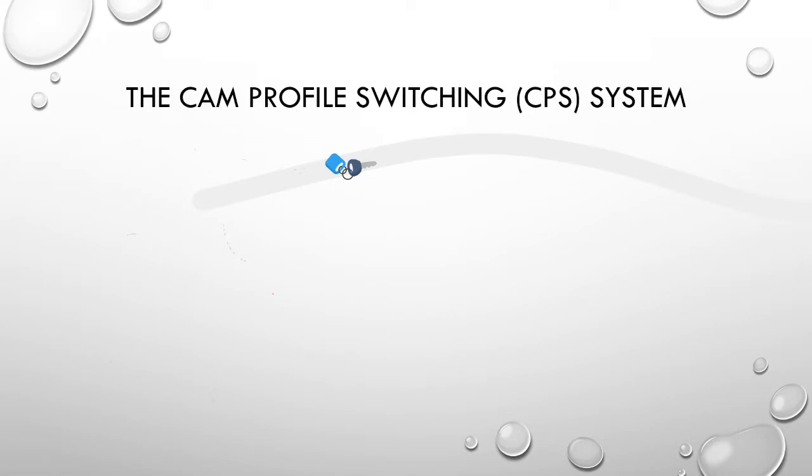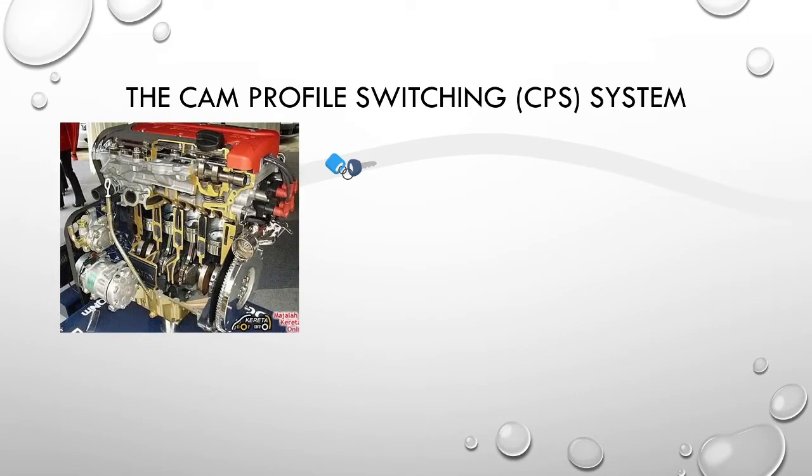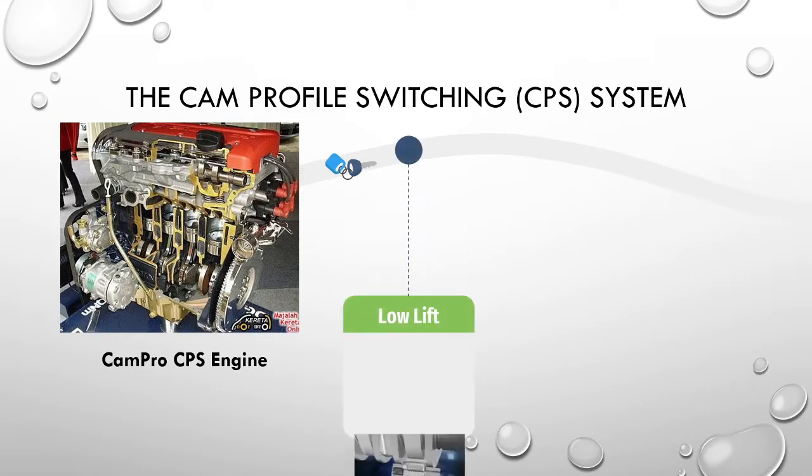The Campro engine feature to be highlighted today is the Cam Profile Switching system, which is CPS. Here is an example of the engine. This system uses a 3-lobe camshaft to switch between two different cam profiles. Firstly, it is a low lift.